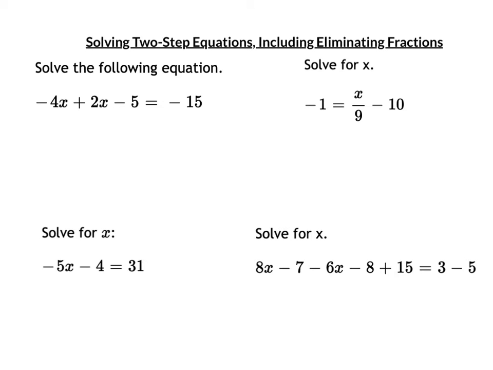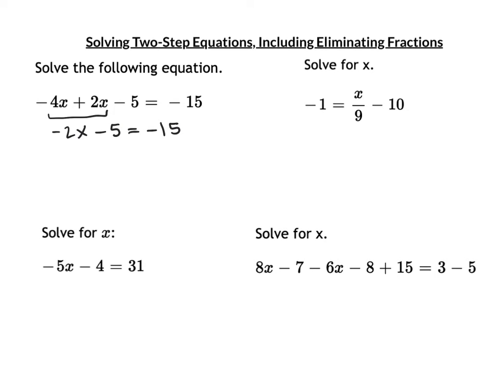Some more examples in solving two-step equations. Remember to simplify. Always look for simplification in every question. So in this first example, in the upper left, there's like terms. We can combine negative 4x and 2x. I can combine those. Negative 4 plus 2 is negative 2, so that's negative 2x minus 5 equals negative 15.